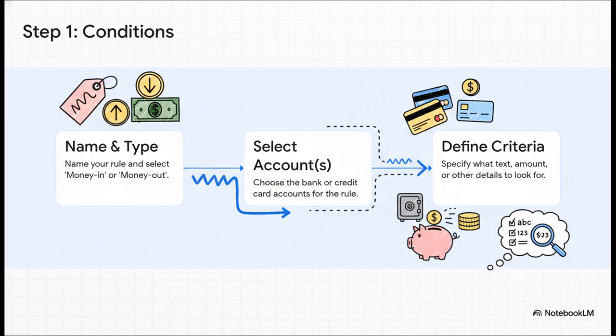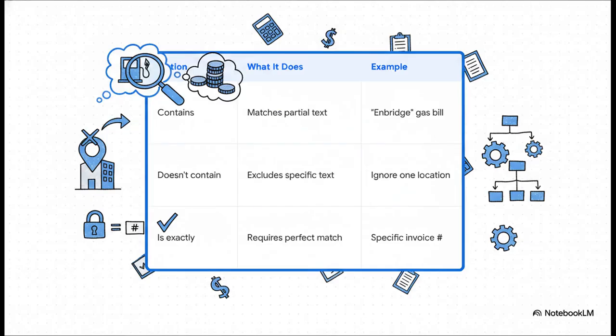So now we're in the Rule Creator. We're starting with Step 1, which is setting the conditions. Remember, this is the what to look for part. So you'll give your rule a name that makes sense to you, like gas station purchases. Then you tell QuickBooks if it's for money going out or coming in, and which bank accounts or credit cards it should be watching. Now, this is how you get specific.